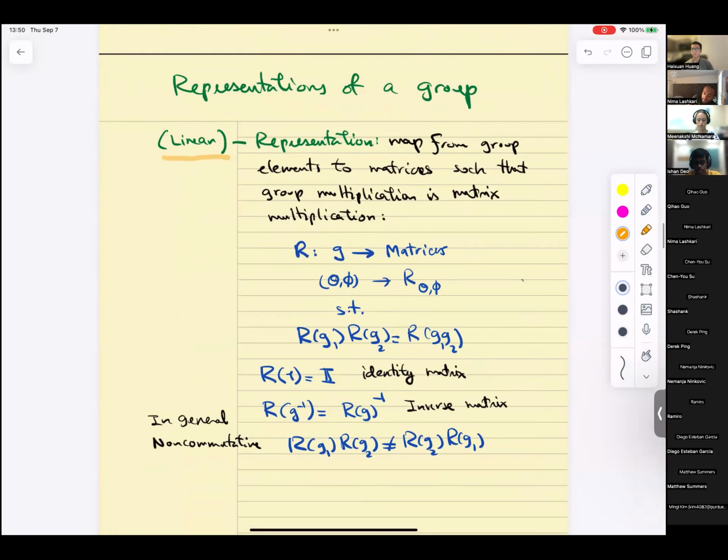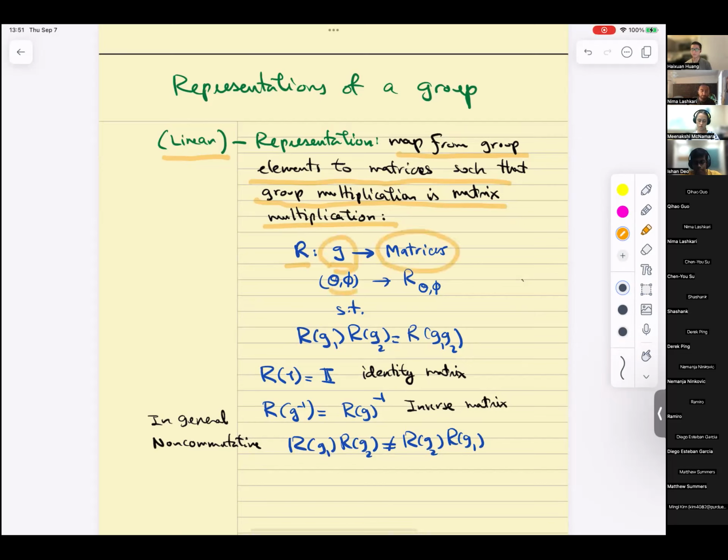So a linear representation is a map from the group elements to matrices, such that group multiplication is matrix multiplication. For lack of a better term in English, I would use the word representation. It is a representation of my group. My group is this abstract thing where I don't know how to write down the multiplication rule. A good way of writing it down is in terms of matrix multiplication, right? So a representation R is a map from the group to matrices.